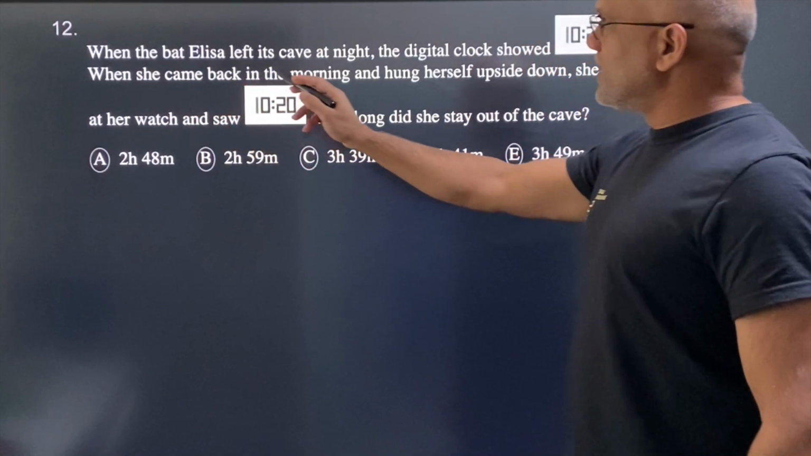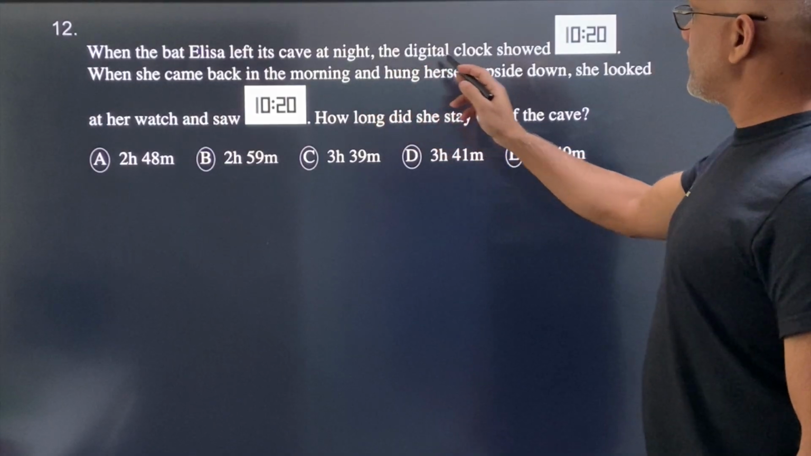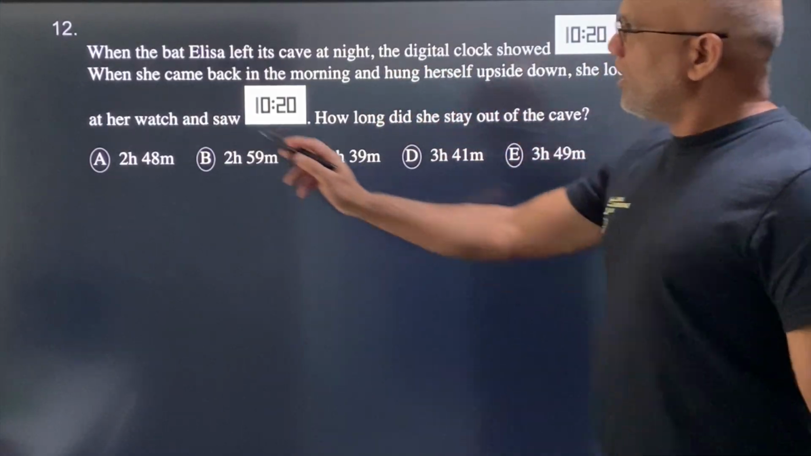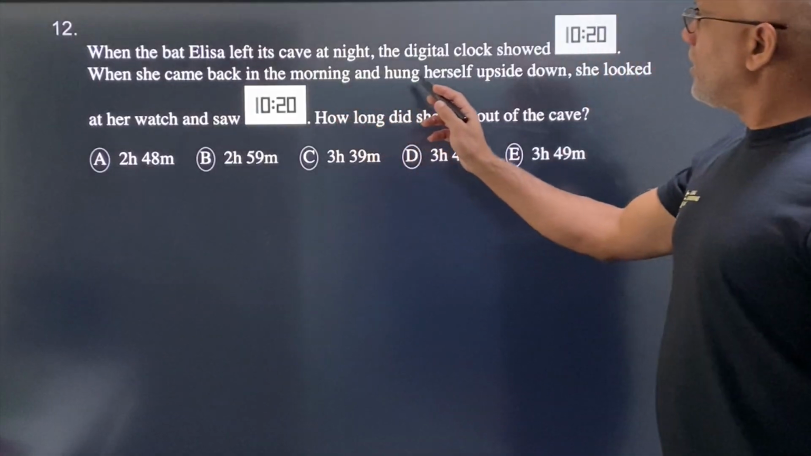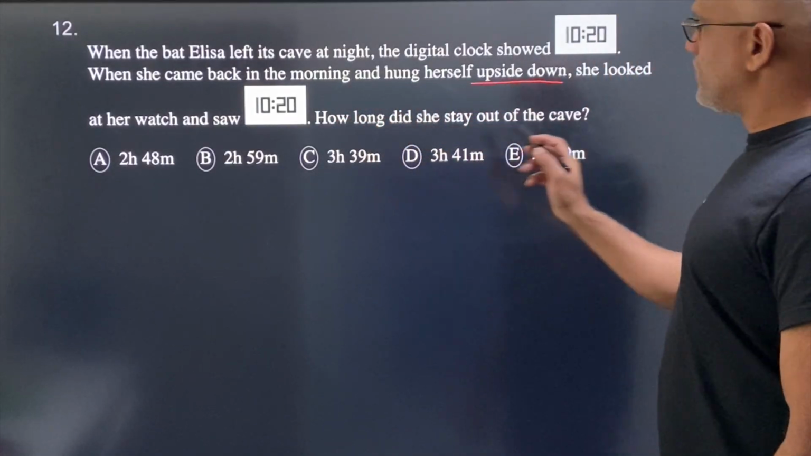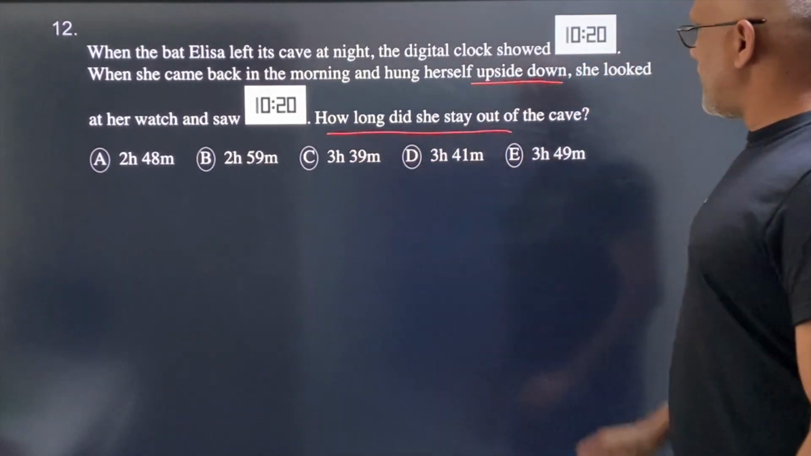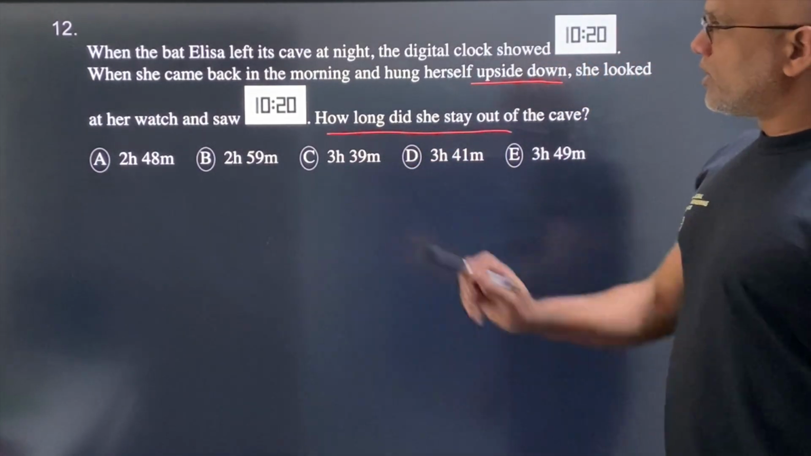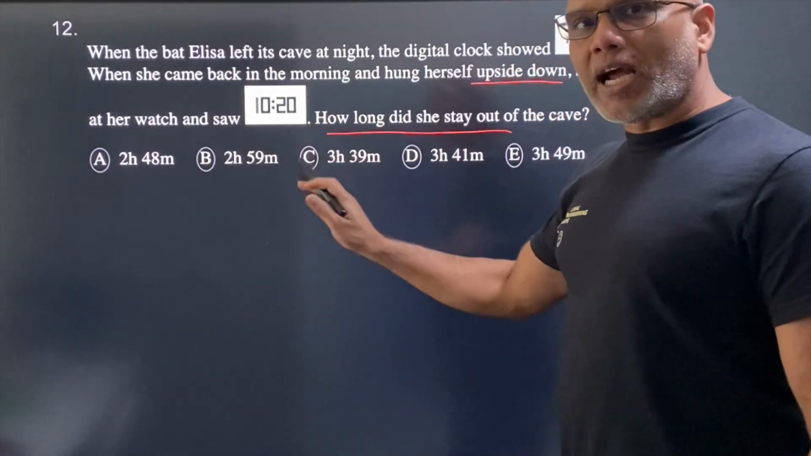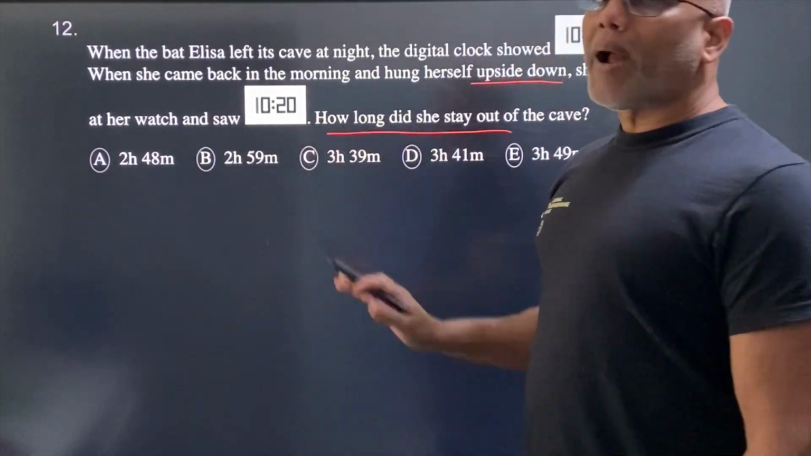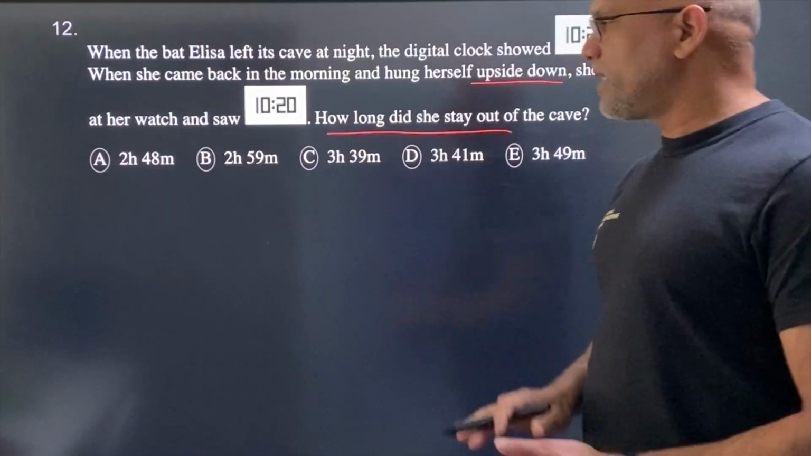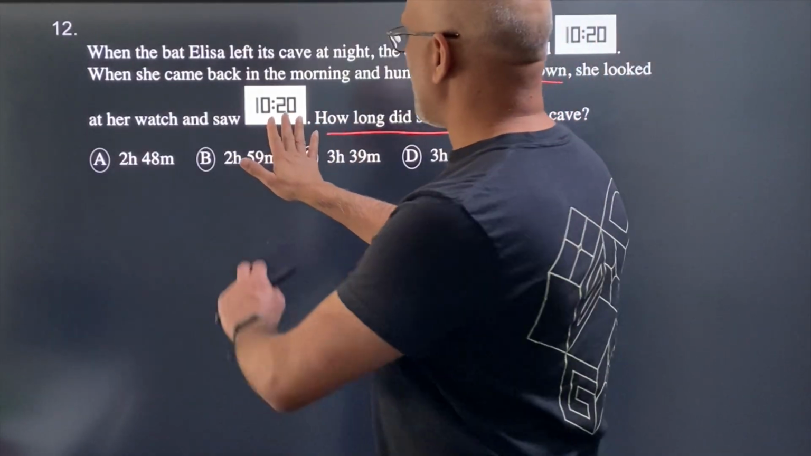When the bat Elisa left its cave at night, the digital clock showed this time. When she came back in the morning and hung herself upside down, she looked at her watch and saw this time. How long did she stay out of the cave? Okay, so this is not the actual time. This is how the bat is seeing it, hanging upside down. So let's say this is the bat hanging upside down.